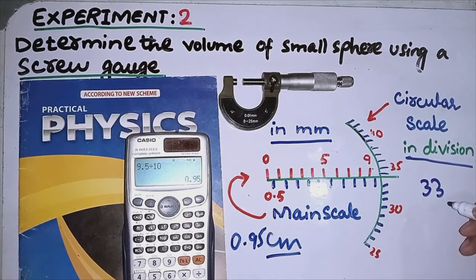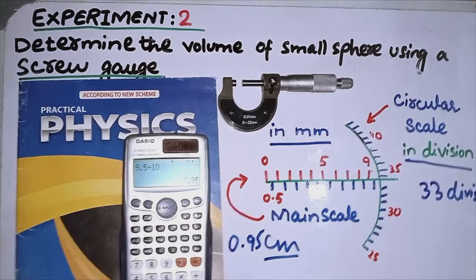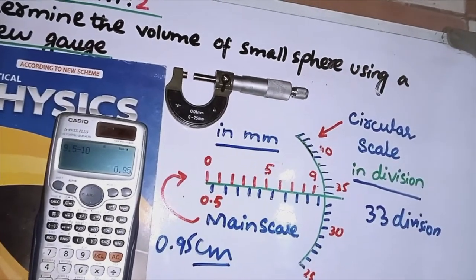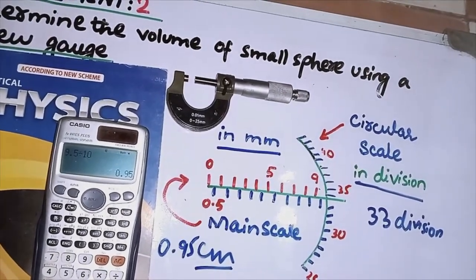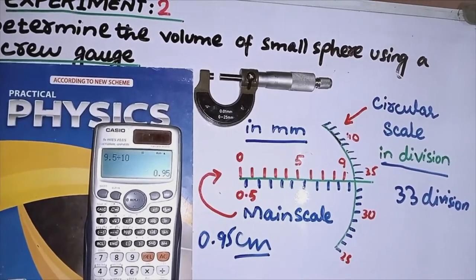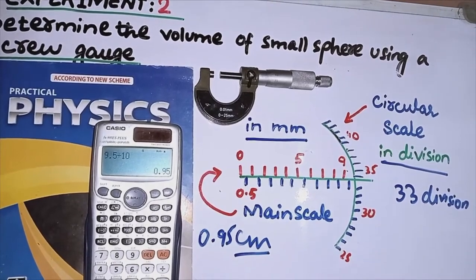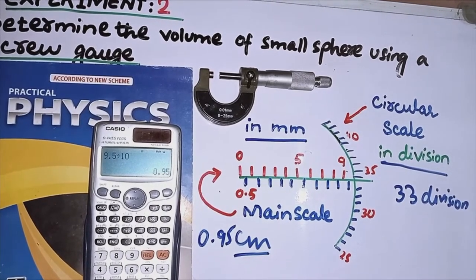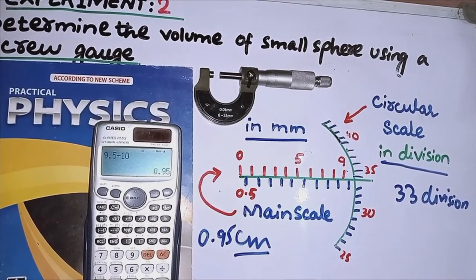Is there any unit of this scale? No. So what will we write here? Division. Okay, we will write division over here. I hope you all are clear up till now. So let's start with the apparatus reading. Here we are going to take our reading.